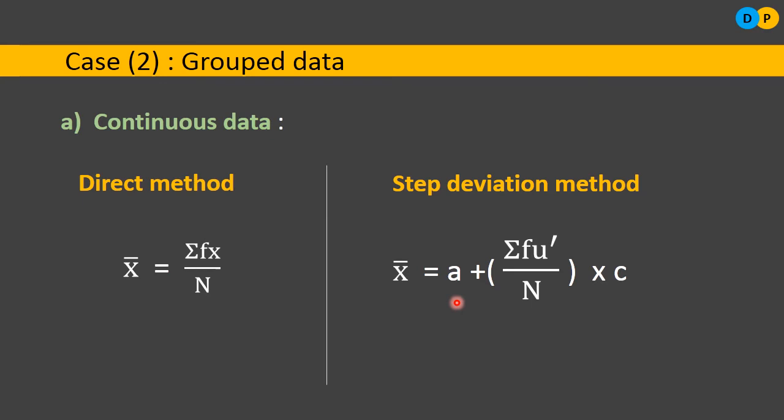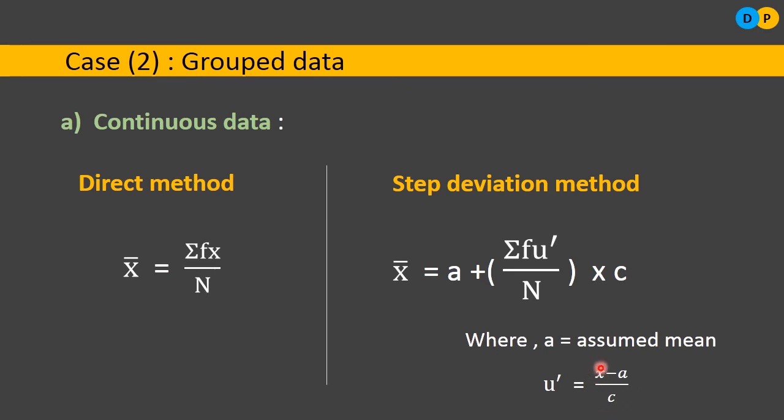We will be considering any one as an assumed mean. That is a. Fine. Then what is u dash here? We know what is u. U is equal to x minus a. But what is u dash? U dash is equivalent to x minus a divided by c. Okay, u dash is equal to x minus a divided by c.